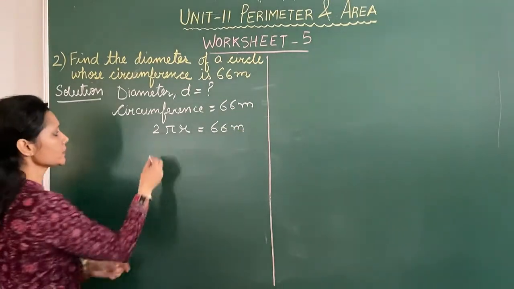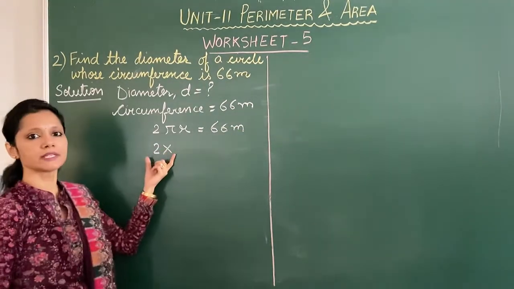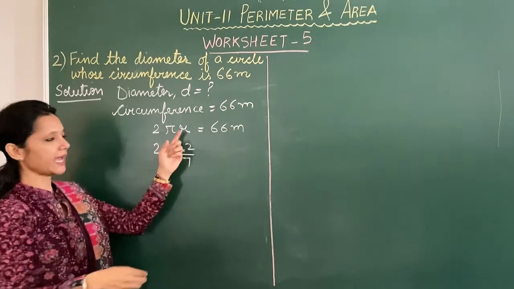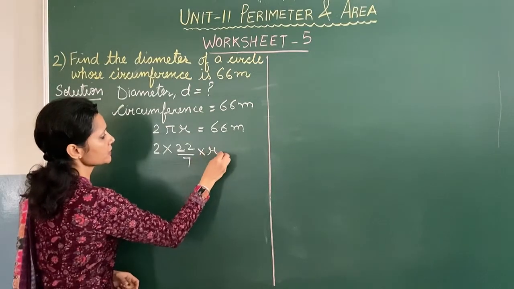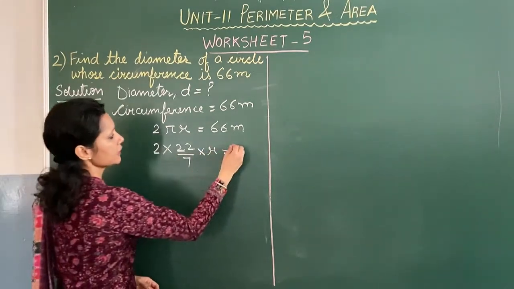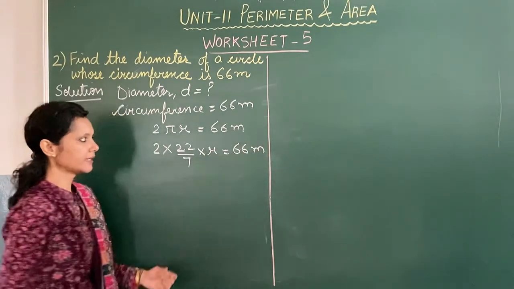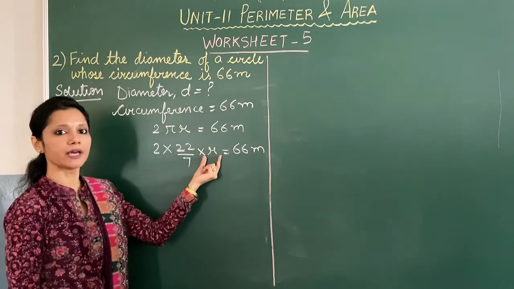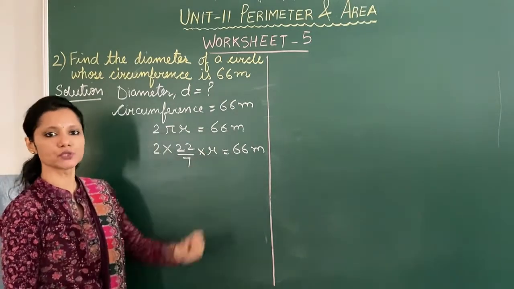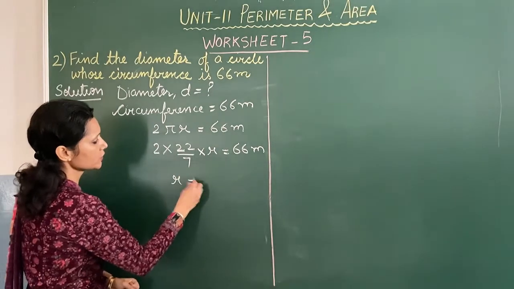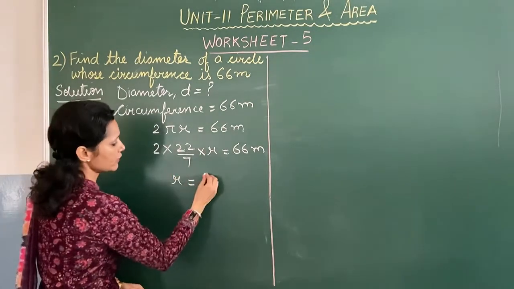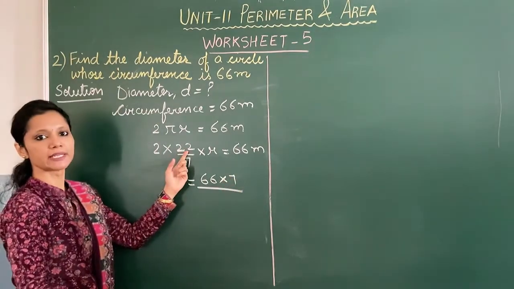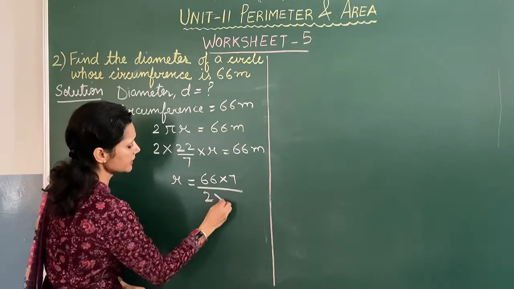Let's put the values. 2 multiplied by, as you have seen in the video, the value of pi is 22 upon 7, and we do not know the value of the radius, so it would remain as r. This is equal to 66 meters. Now the unknown variable here is r, so in order to find the value of r, we would transpose all the known terms to the other side. So r is equal to, 7 is getting divided, so when it is transposed to the other side, it would get multiplied. And 2 and 22 are getting multiplied, so on transposing, it would get divided.